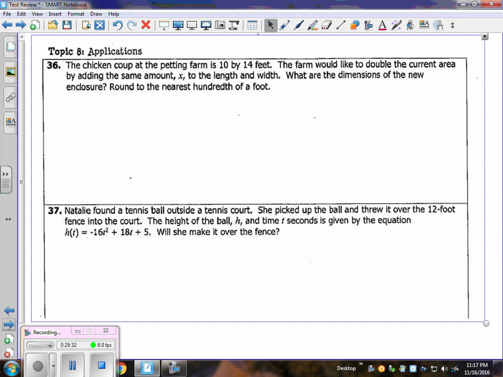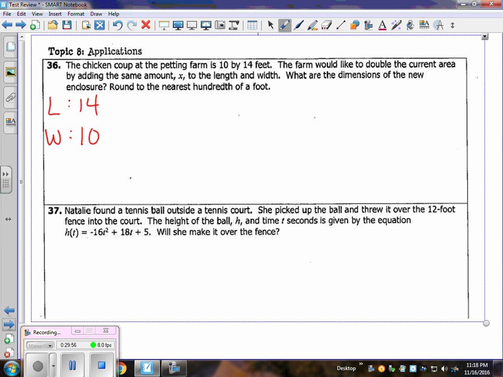All right, so this problem is for honors. If standard, you can skip over this problem and go on to number 37 if you want to fast forward, or unfortunately just listen to me. So here we know that the length is 14 feet, and we know that the width is 10.